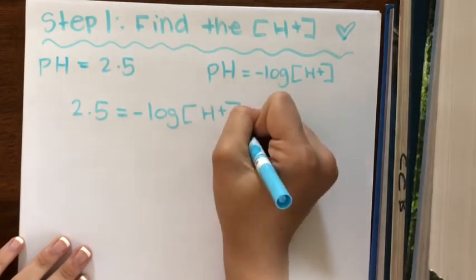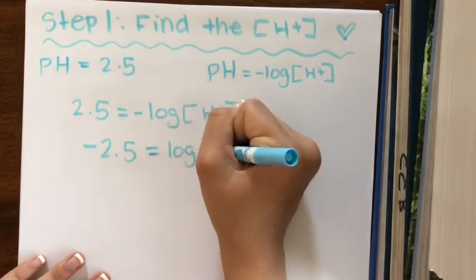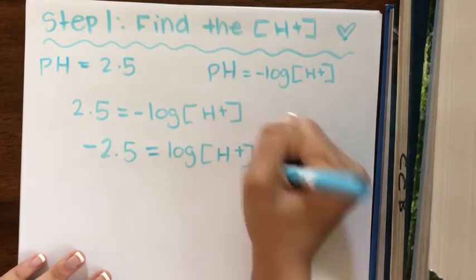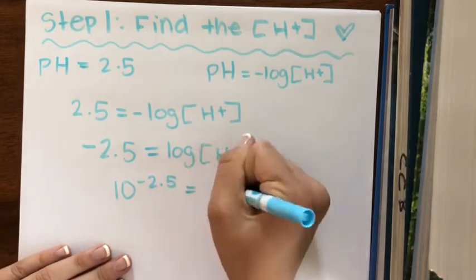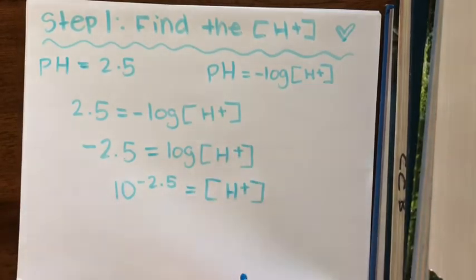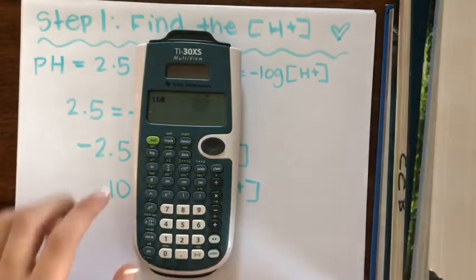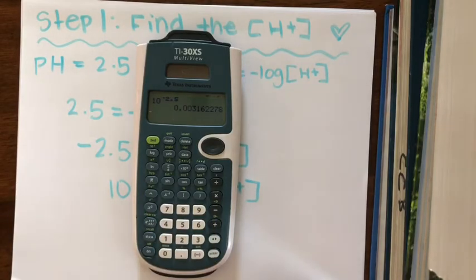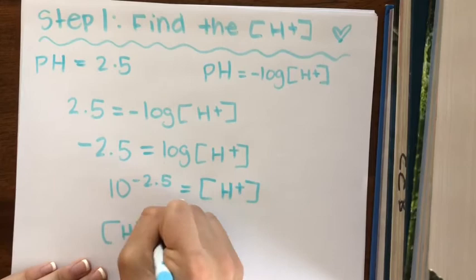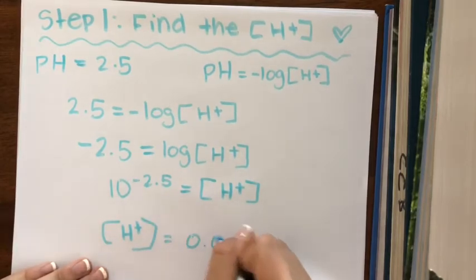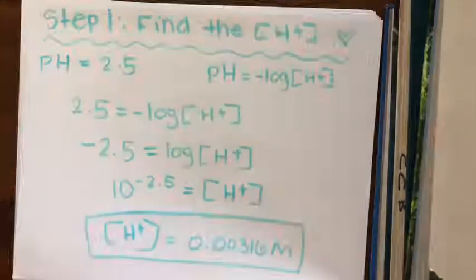By plugging in what we are given, we'll get 2.5 equals negative log of H+. Negative 2.5 equals log of the H+, and then we'll have to do an anti-log, which is 10 to the negative 2.5 equals the H+. You'll plug that into your calculator, and you'll get your answer. You'll round it to 3 sig figs, which should be 0.00316 molar.